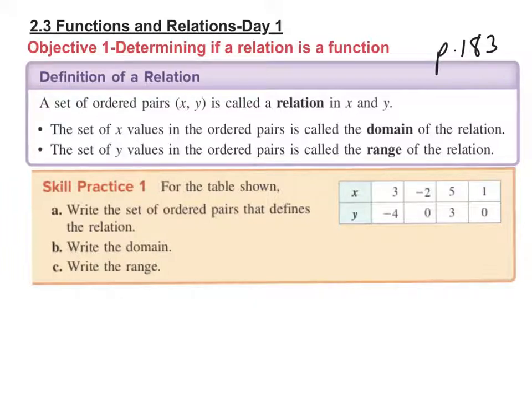Now, the one thing that I'll tell you is that typically when you write a set of numbers, you put them in order from smallest to biggest. The book doesn't always do that, so I'm not going to get too hung up about that. Okay. But so take this table.